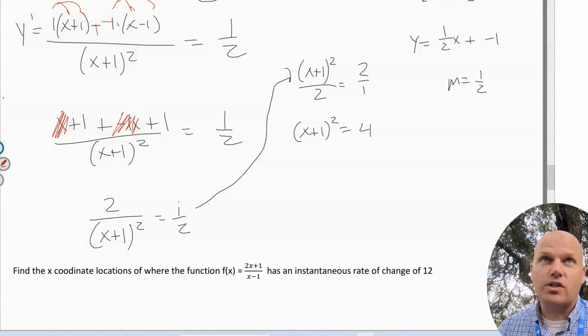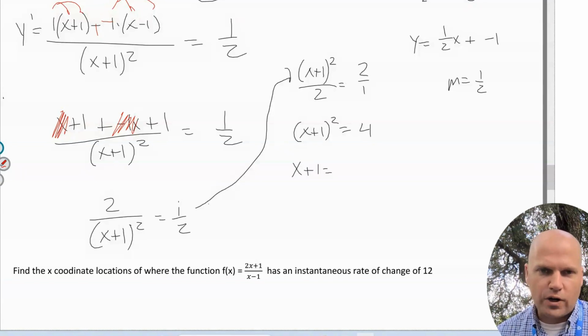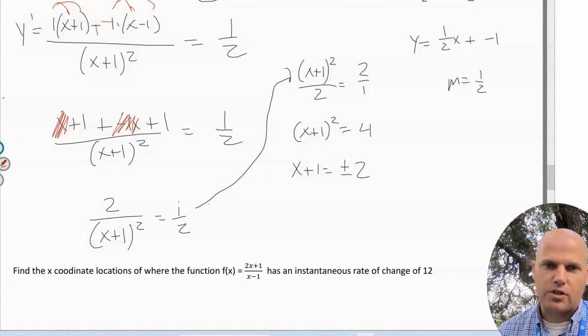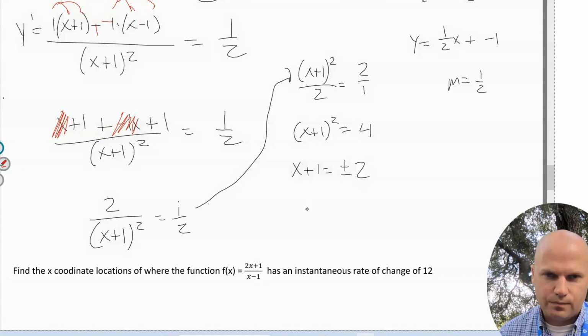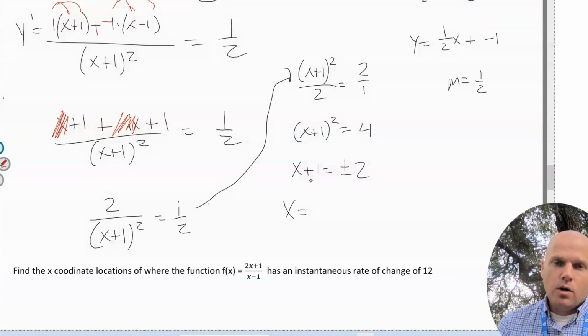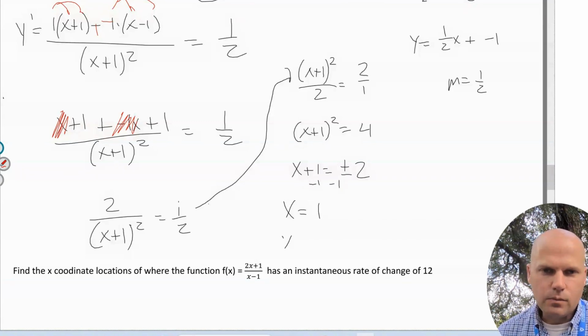Move everything onto one side. Factor so that you get all of your answers. There's going to be 2 of them. If you square root, don't forget that when solving equations using a square root, you need a plus or minus. The square root of 4 is 2, but using a square root to solve an equation, we get plus or minus 2. 1 plus negative 1 plus 2 is 1. Negative 1 minus 2 is negative 3.